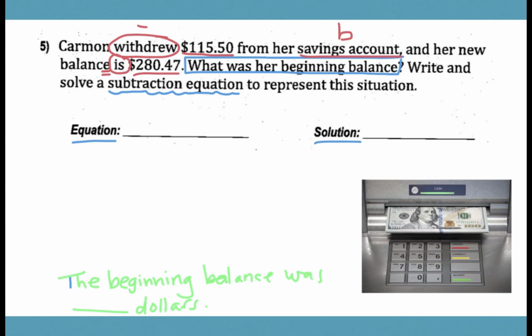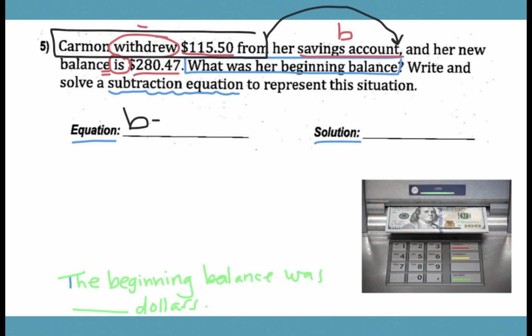Now let's translate. We know we have to write a subtraction equation. So Carmen withdrew $115.50 from her savings account. Withdrew from, those are turnaround words, right? She withdrew from needs to come after our variable there. So the beginning balance of her savings account, she withdrew $115.50. And her new balance is $280.47. Our job now is to solve for the beginning balance.